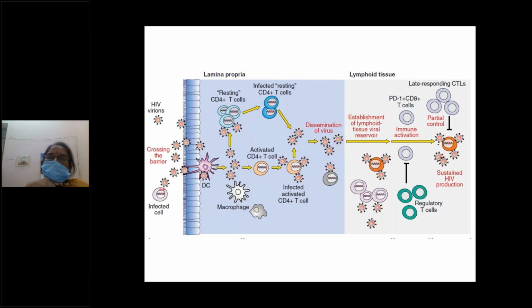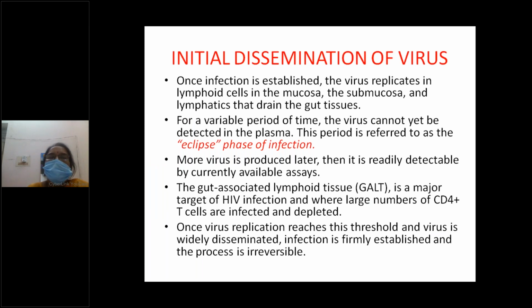There is dissemination of virus, establishment of lymphoid tissue viral reservoir, immune activation, and sustained HIV infection, with continuous production of HIV virus. Once infection is established, the virus replicates in the lymphoid cells in the mucosa, submucosa, and lymphatics that drain the gut tissues. For a very variable period of time, the virus cannot yet be detected in the plasma. This period is referred to as the eclipse phase of infection. More virus is produced later, and then it is detectable by currently available assays.